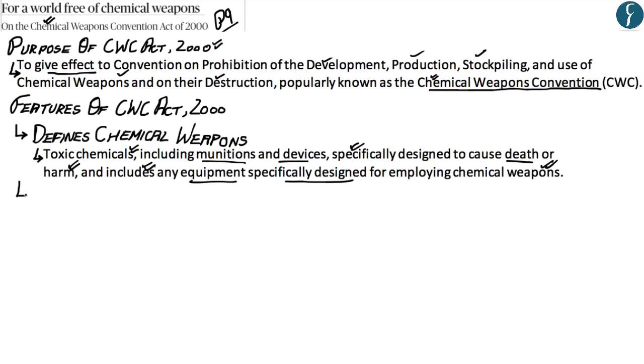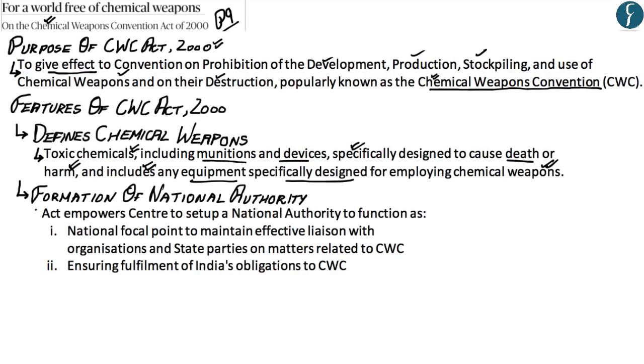The second main feature of the Chemical Weapons Act of 2000 that this article talks about is the formation of a national authority. The Chemical Weapons Convention Act of 2000 empowers the central government to set up a national authority which would primarily have two main functions. The first main function of this national authority would be to maintain good contact with organizations that are connected with the Chemical Weapons Convention, such as the OPCW, or with state parties on matters related to the Chemical Weapons Convention. We would learn more as to what is OPCW when we try to understand the features of the Chemical Weapons Convention. The second main function of this national authority would be to ensure India's fulfillment of India's obligation to the Chemical Weapons Convention.